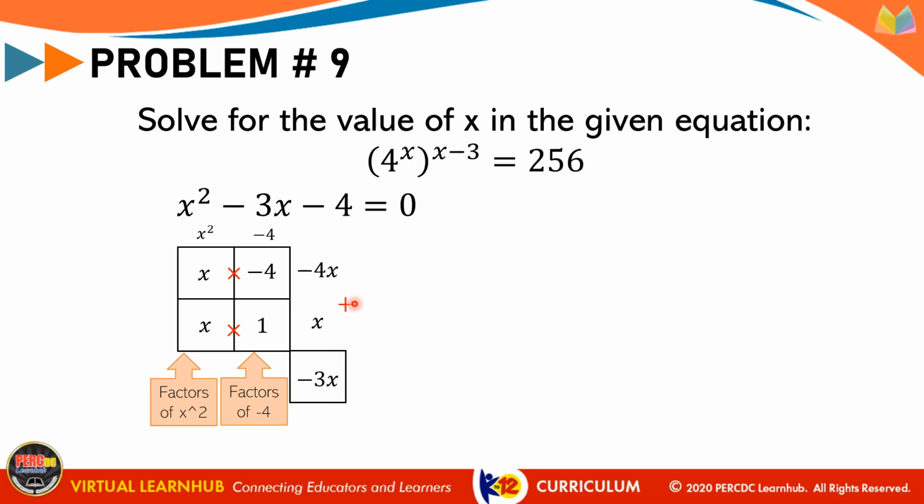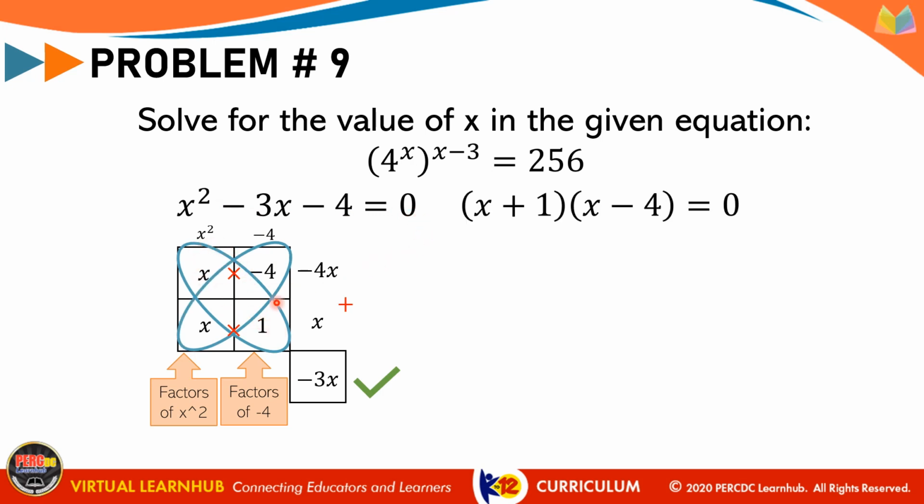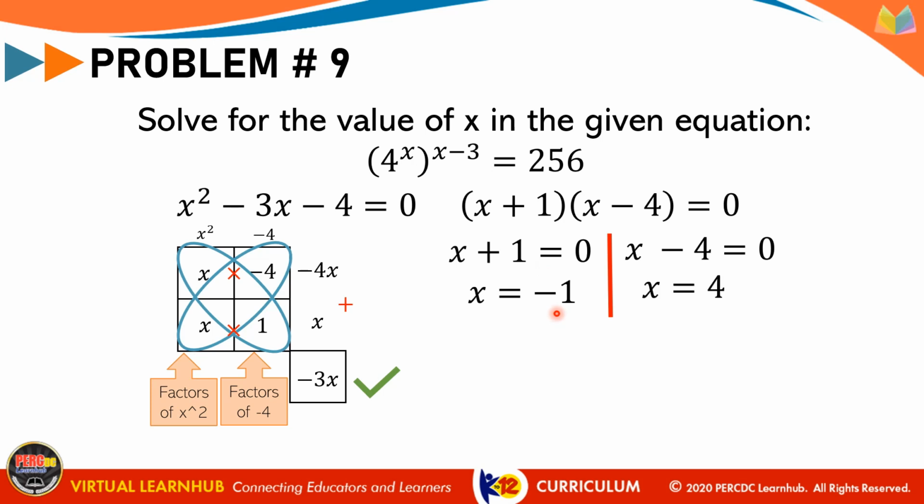Now that it satisfies this equation, we can say that the factors of this equation are x plus 1 and x minus 4. Then equate it to 0. Now we will have x plus 1 is equal to 0, or x minus 4 is equal to 0. From there, we have x is equal to negative 1 and x is equal to 4.